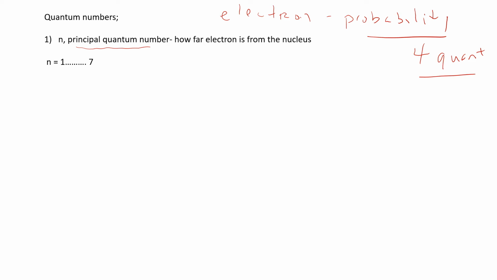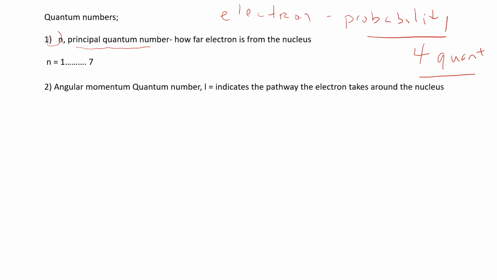The first quantum number is n. This is called the principal quantum number. It tells you how far an electron is from the nucleus. The higher the n, the higher the energy it has, the higher the potential energy, if you want to be very specific with that. It can go from 1 up to 7.